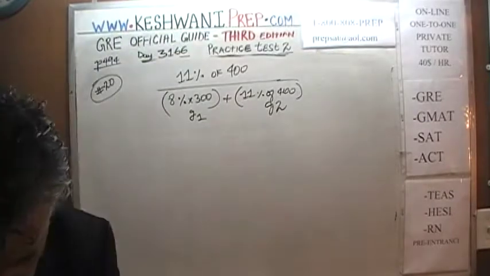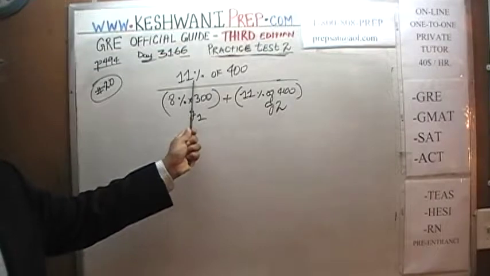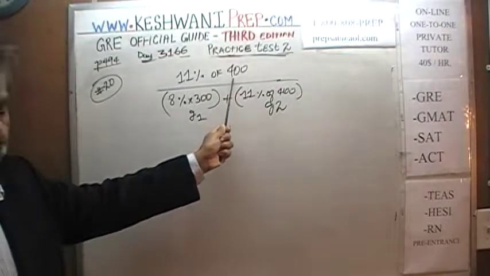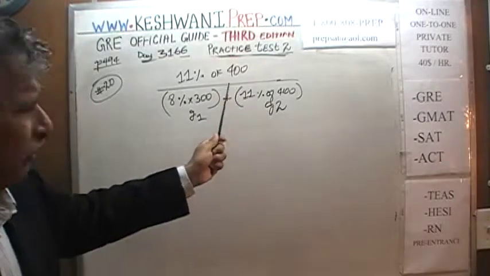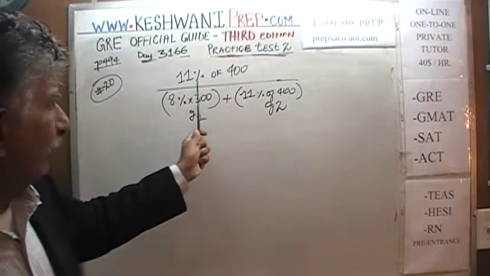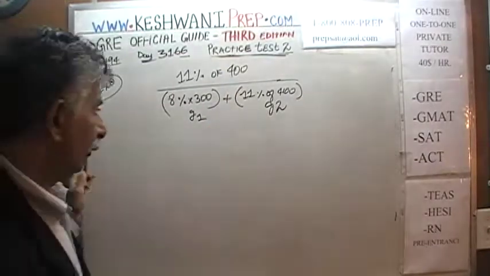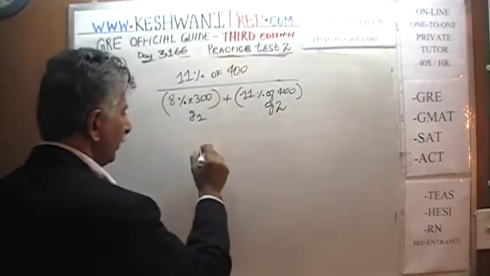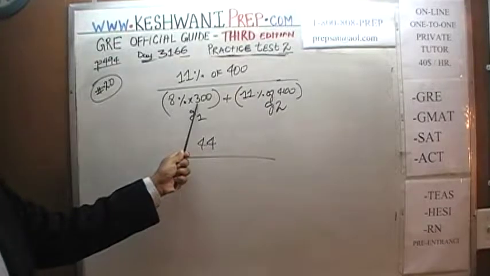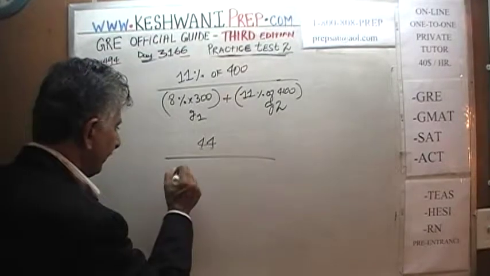Let's do it together, shall we? 11% of 400. What is 10% of 400? 10% of 400 is 40. And what is 1% of 400? 1% of 400 is 4. 4 plus 40 would be 44. 11% of 400 is 44. That's our top. What is 1% of 300? 1% of 300 is just 3. Therefore, 8% is going to be 3 times 8.